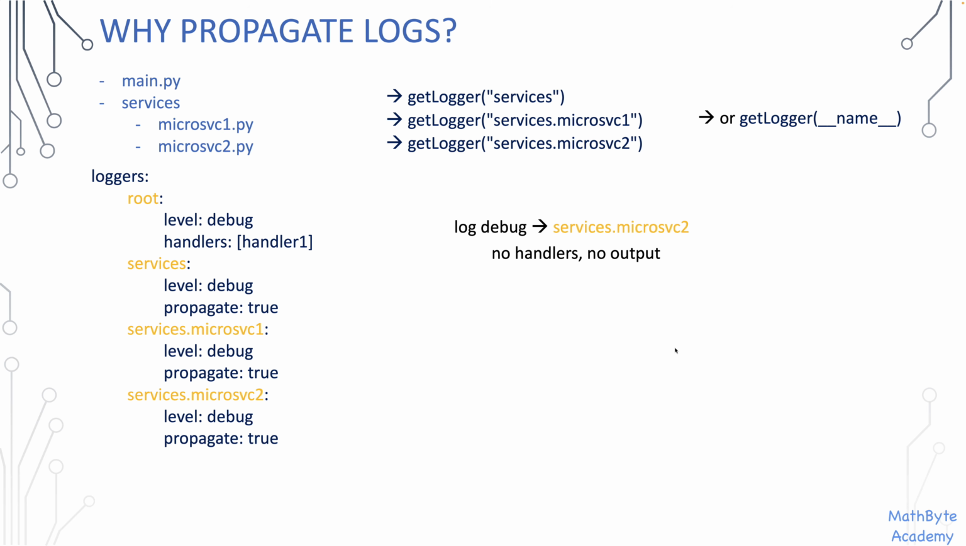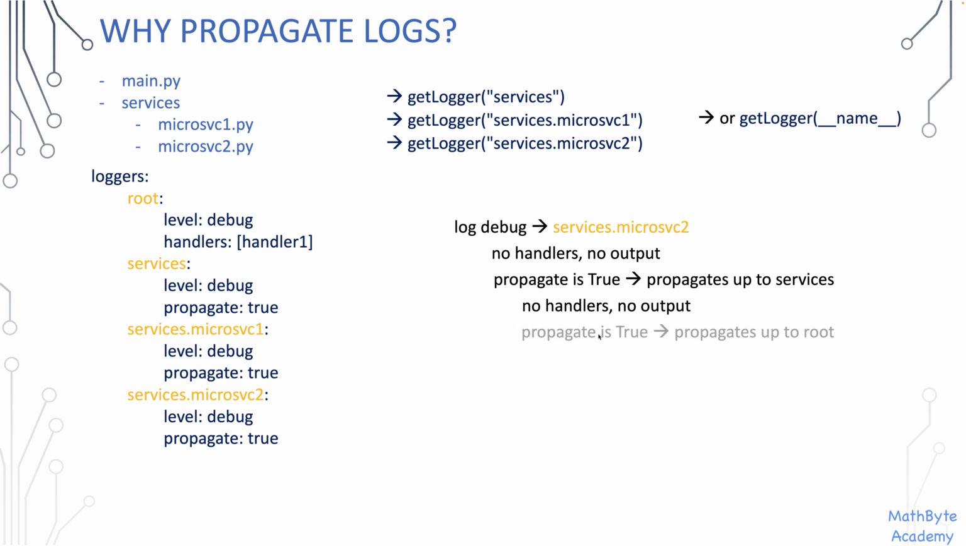However, propagate is true. So it propagates up to the parent. What's the parent? The parent is services. Now, services, its level is debug, but that doesn't matter because at this point we're already propagating. Services does not have a handler. So no handlers, no output. However, its propagate property is true. So it's going to propagate up to what? To the root handler, or to the root logger.